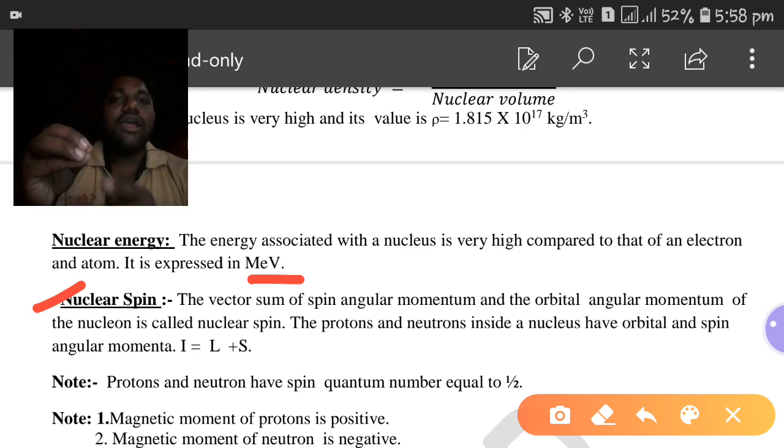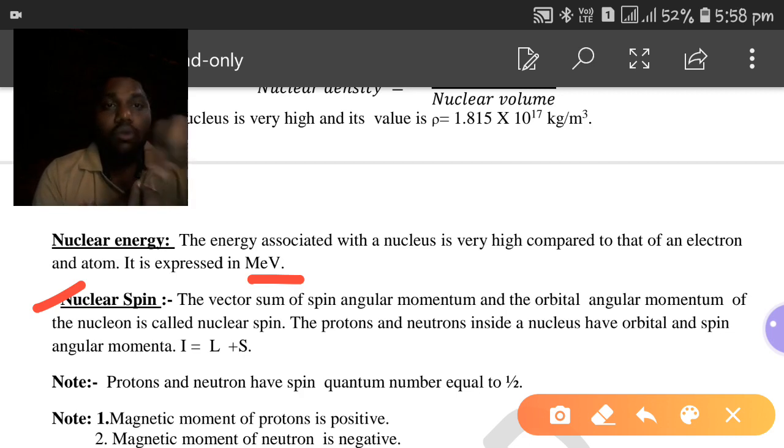That means both are relatively moving with each other. That's why the nucleus revolving around it means it has an orbital motion. At the same time, the nucleus revolves around its own axis, just as the Earth revolves around the sun, which is orbital motion, and the Earth revolves around its own axis, which is nothing but spin motion. In the same way, the nucleus also has an orbital motion, so because of that there is orbital angular momentum, and the nucleus also has a spin motion, revolving around its own axis. Therefore it has spin angular momentum.